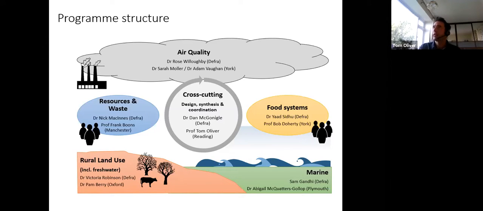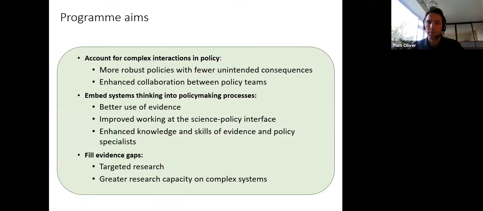But in reflection, I guess a kind of cost from that is that our team initially reflected the siloed structure of Defra, and the ability to deal with some of these cross-cutting issues, let's say, for example, net zero, was slightly hampered. So really, my role was partly the design, synthesis, coordination, along with a counterpart in Defra, Dan McGonigal. And certainly in the second year, we've taken a much more cross-cutting approach to the way we tackle some of the problems. So overall, the aims, I guess, accounting for complex interactions, so avoiding unanticipated consequences of policies.